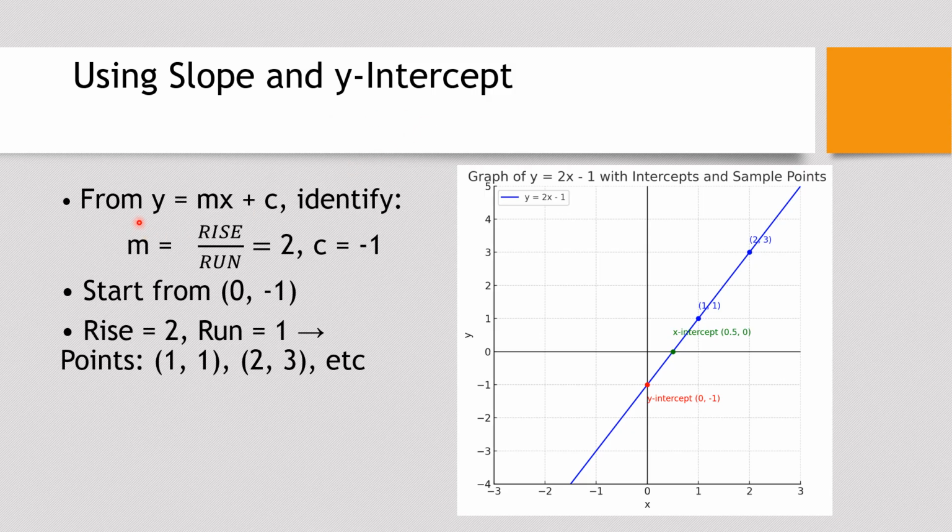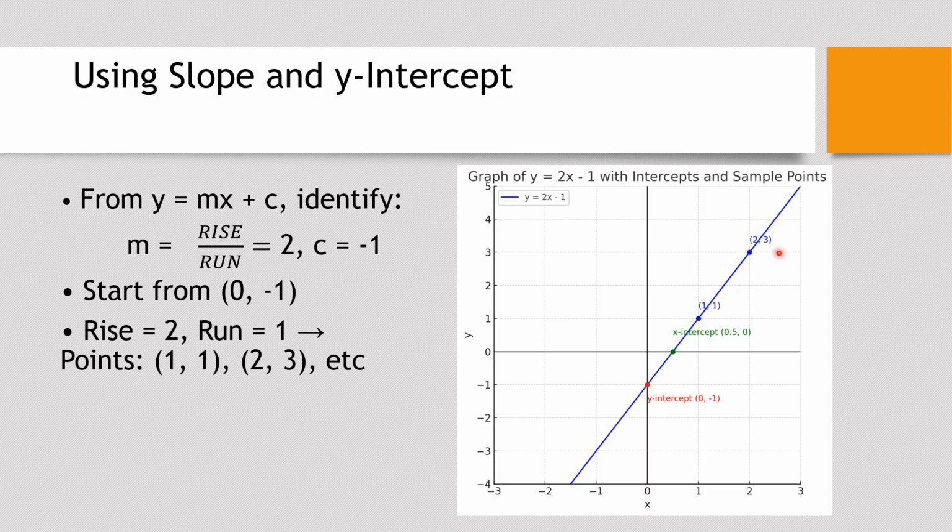Now, using slope and y-intercept. We know that y is equal to mx plus c, and whenever a linear function is identified in this form, we can easily identify the slope, which is m. So how do we find the slope when the graph is given to you? The slope of a linear graph is represented as the rise divided by the run. The rise represents the change that occurs on the y-axis, and the run represents the change that occurs on the x-axis. So look at these two points here.